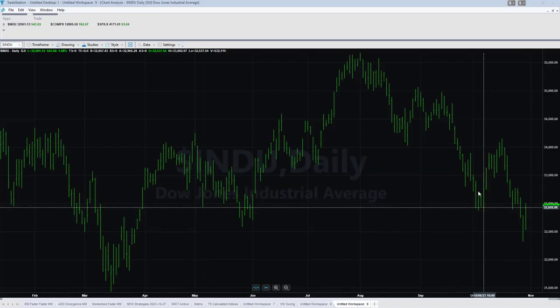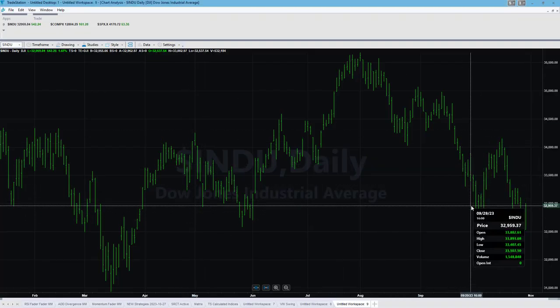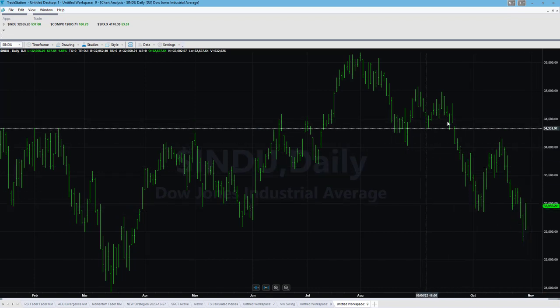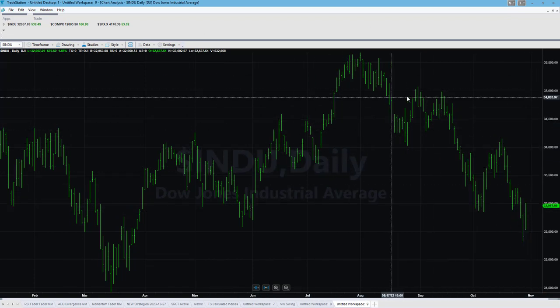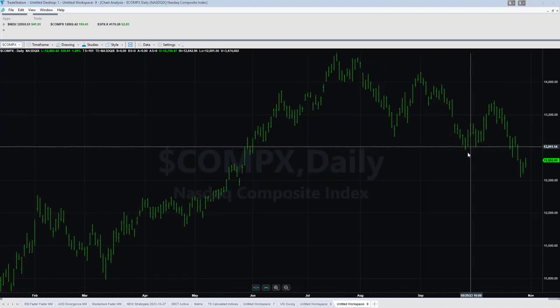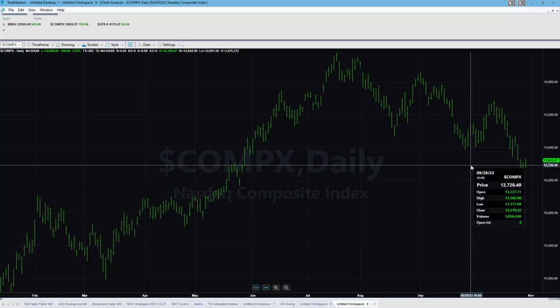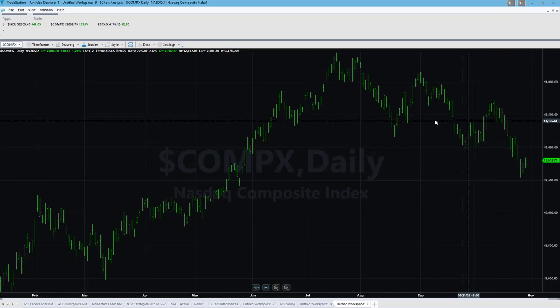So if we're looking at the Dow, the bounce from September 29th, the close was 33,507.50. The Dow needs over 500 points to get back to break even. The NASDAQ has about 400 points to get back to 13,219, over 400 points. This is the NASDAQ composite.